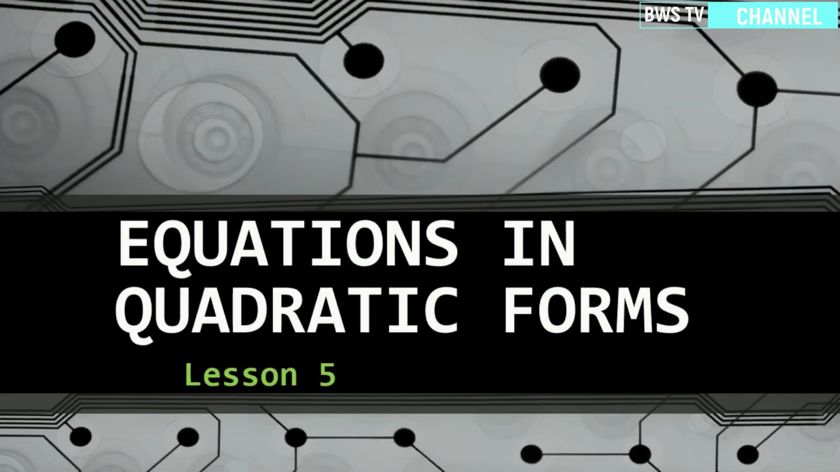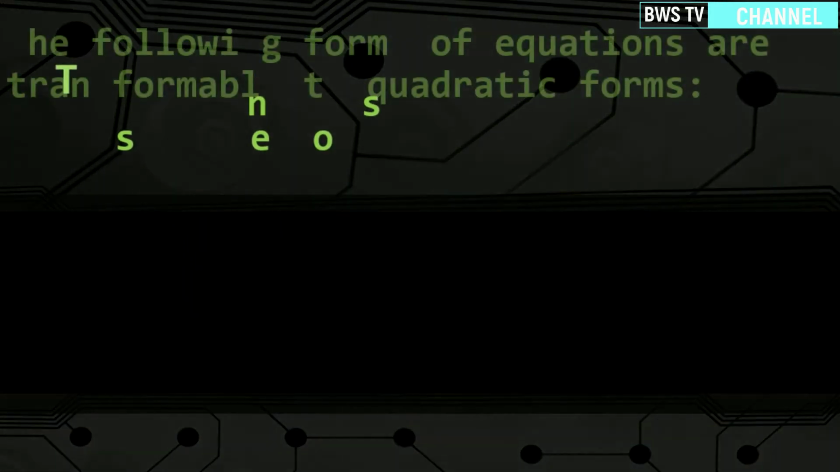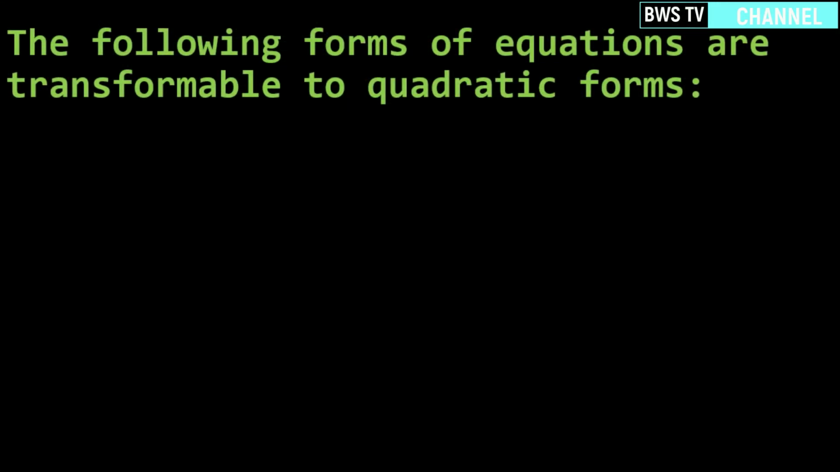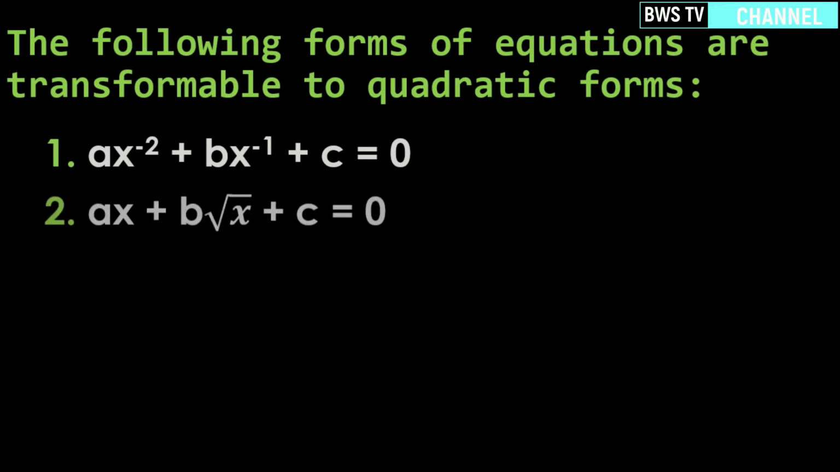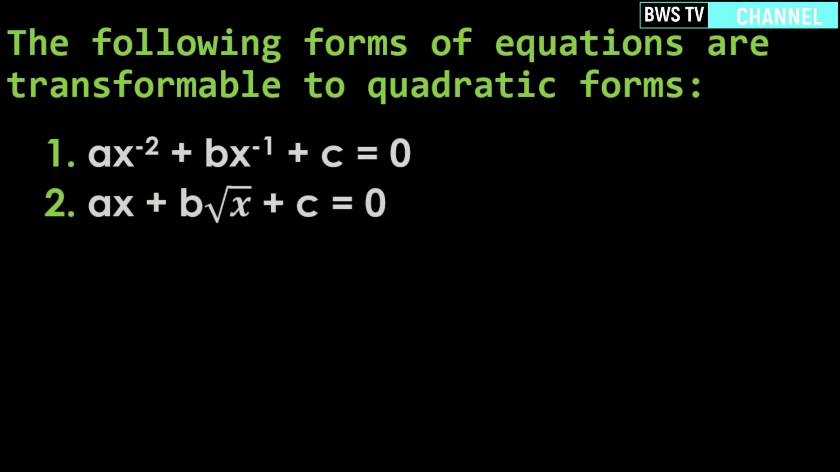Lesson number 5. Equations in quadratic forms. Now, we have the following quadratic forms that could be transformable into a quadratic equation. So, here are the patterns. Here we have ax to the power of negative 2 plus bx to the power of negative 1 plus c is equal to 0. Next is ax plus b square root of x plus c is equal to 0.